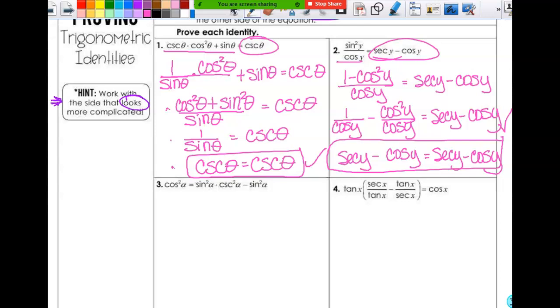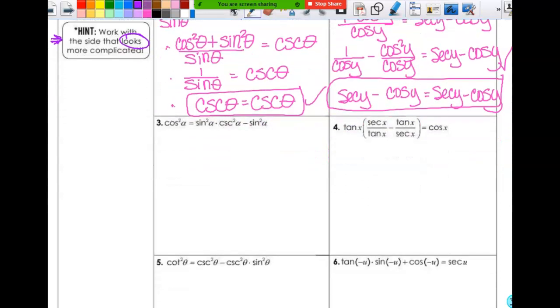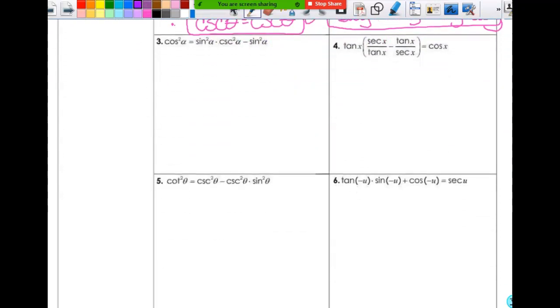Okay, so let's look at number 3. Now, number 3, when I look at it, there's 2 general ways to start this that jump out at me. There's probably more than 2 ways to work it, but 2 specific ways that I see at first. Obviously, I think you see we want to work with the right-hand side to make it look like the left. So I'm going to take you through number 3 a specific way.